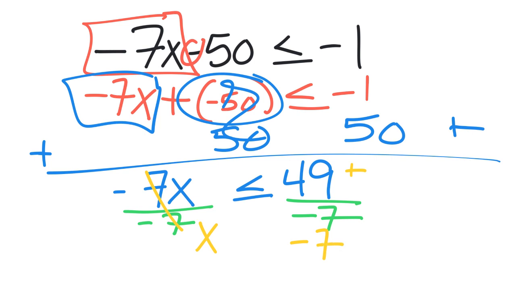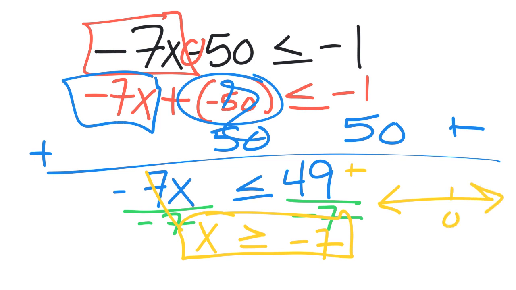Now, here's the thing that I sent you, the hint, is that anytime you multiply or divide by a negative number, we have to reverse the sign. So the answer to this is all values that are greater than or equal to negative 7. And if we were to put that on a number line, we know that it's shaded in because of the greater than or equal, and then shaded to the right. So all these values will work.